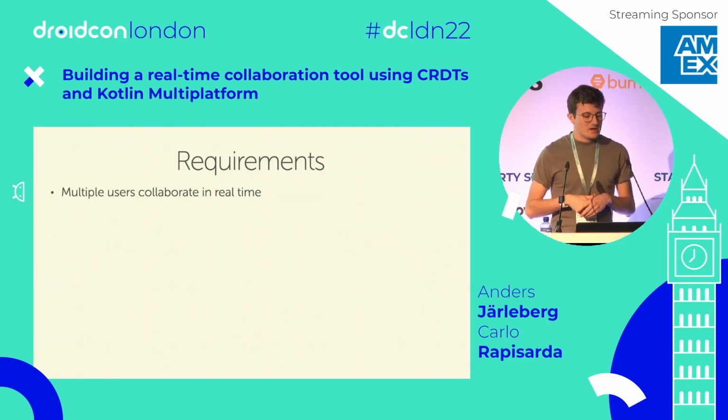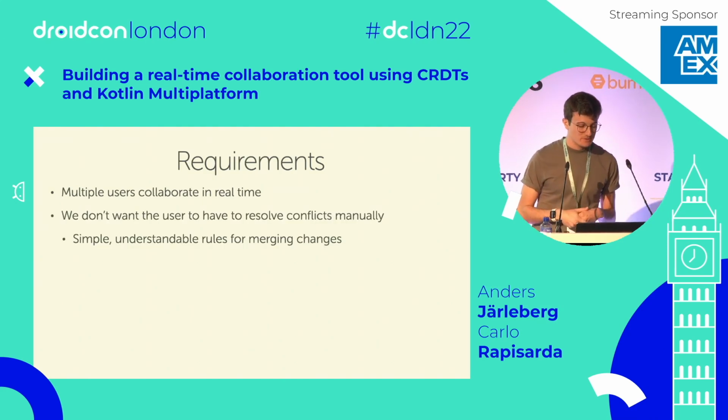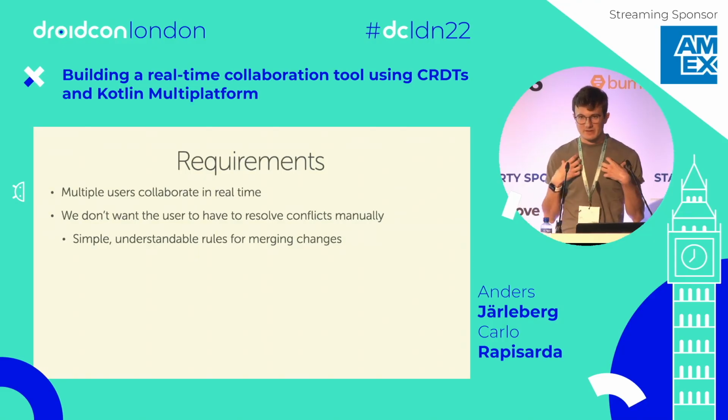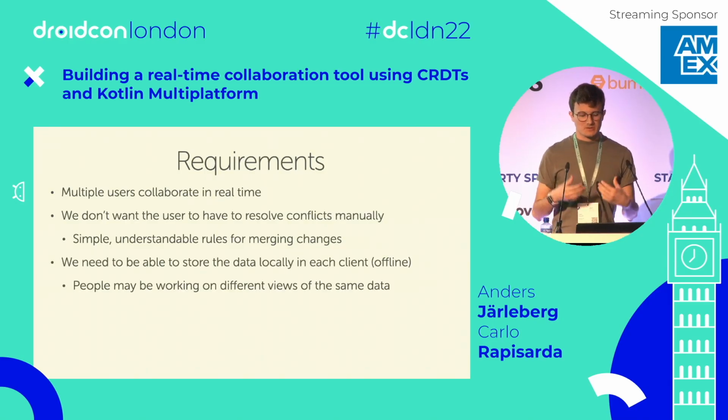So in summary, we have multiple users that need to be able to collaborate in real time. We don't want manual conflict resolution, so we need simple and understandable rules for merging conflicts, both for ourselves and for our users. And we also want to store the state locally so that users can work offline. The approach we chose to solve this was conflict-free replicated data types.